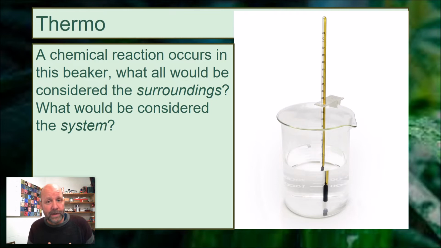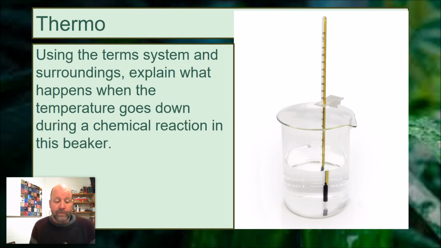It can come from the surroundings into the system, meaning going into the products, or it can come from the system and go into the surroundings, and that's going to read a higher temperature. So the system is always just the chemicals in the reaction, products and reactants. So if the temperature goes down during a chemical reaction in this beaker, that means that heat went from the surroundings into the system. So the products have more energy in them than the reactants had. And that energy came from the surroundings. It came from the water, it came from the thermometer, it came from the beaker, right?